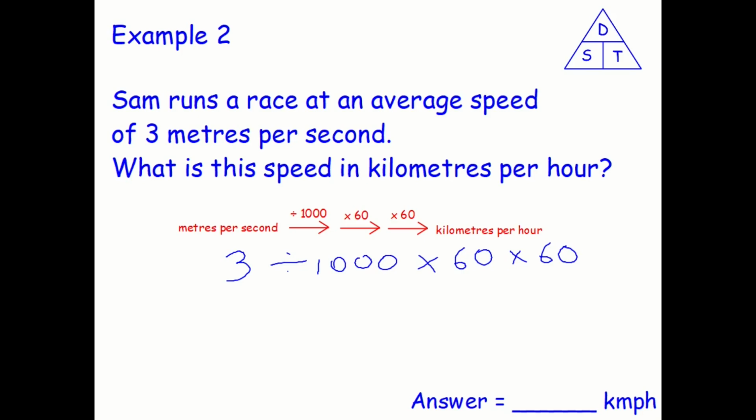And what do I get if I put that into my calculator? I get that the speed in kilometers per hour is 10.8. Does that seem reasonable? 10.8 kilometers per hour. If Sam's running a race at 3 meters per second, yeah, 10.8 kilometers per hour seems reasonable. Okay, so that's pretty much the only thing you're going to have to do with those questions. You'll either have to go from meters per second into kilometers per hour, or the other way, which was done in the first example.